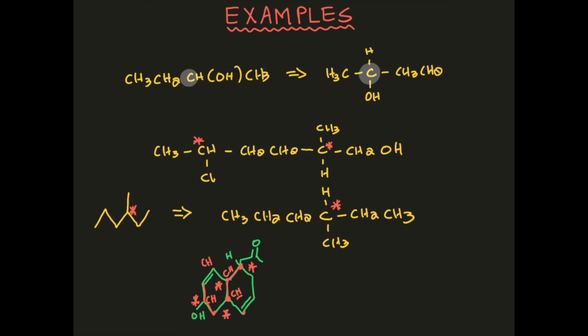Now the formula is similar to the formula that we talked about in the previous video, 2 to the power n, where n refers to the number of chiral carbons that you have. So since in this case you have 4 chiral carbons, this compound will have 2 to the power 4 isomers.